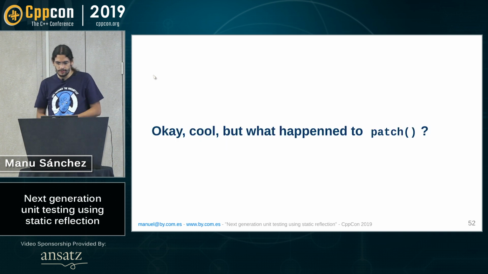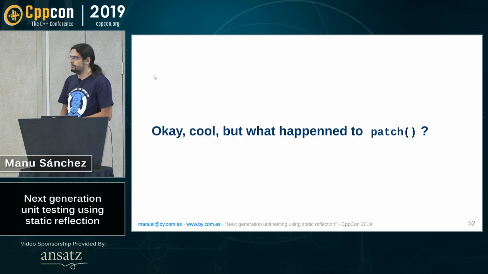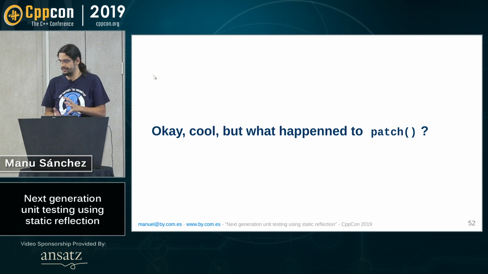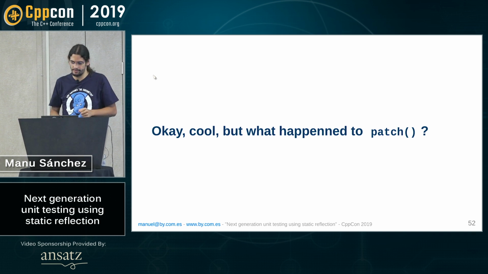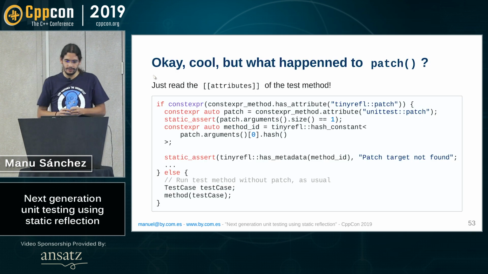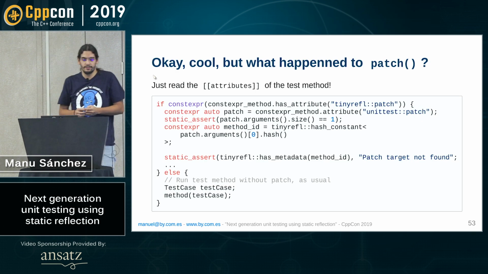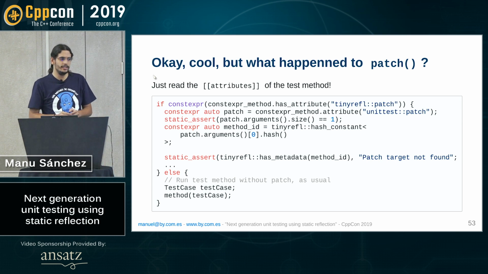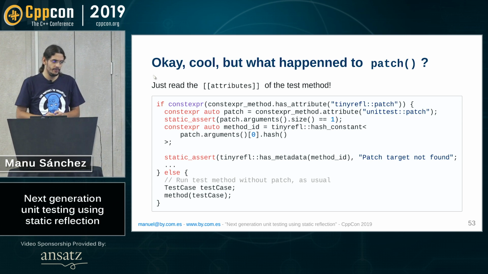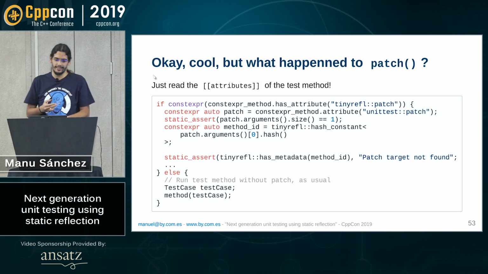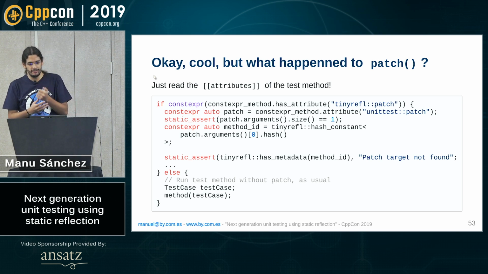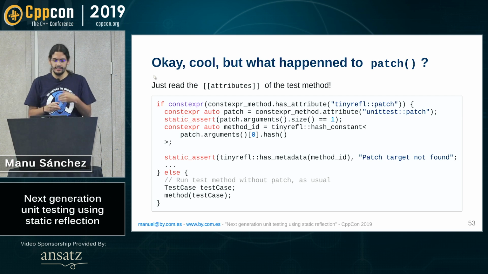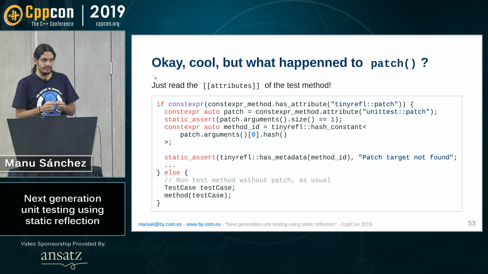Okay, back to the patch function, because the patch is the real magic or interesting thing. What can we do to implement patch? It's simple. Just check the attributes of each test function. You can read these attributes through the reflection metadata. Check if there is an attribute named patch or tinyrefl patch tagged to this function, and then check the parameter of this patch attribute.